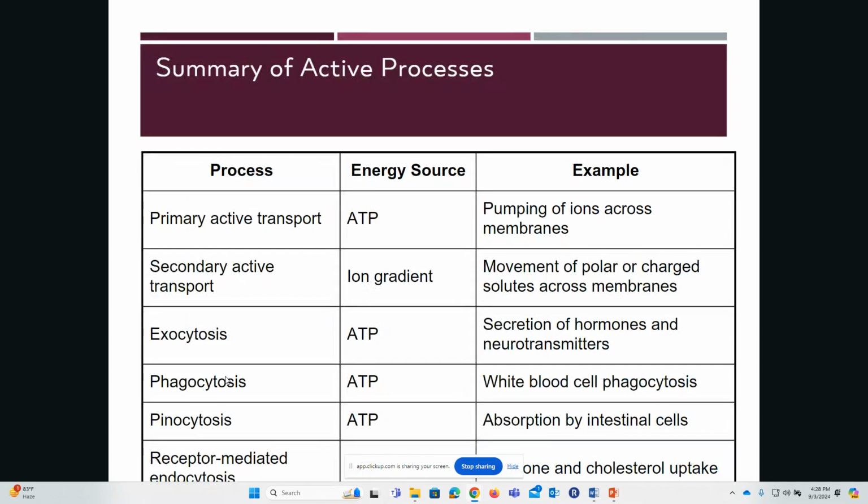So here is a summary of our active processes. Primary and secondary active transport are going to use as an energy source, either directly or indirectly, ATP. Exocytosis is going to be when things exit the cell, whereas phagocytosis, pinocytosis, and receptor-mediated endocytosis are when things enter the cell and are all types of endocytosis. All of these, exo, phago, pino, receptor-mediated, those are all types of vesicular transport, so they also use ATP, even though ATP isn't pictured in the images that I've shown for these processes.